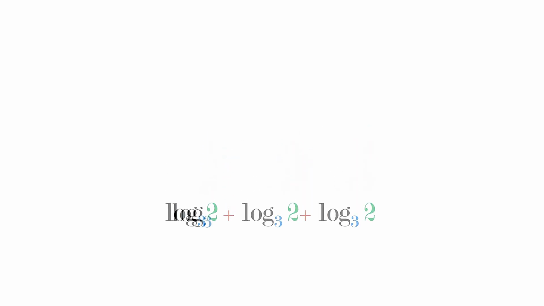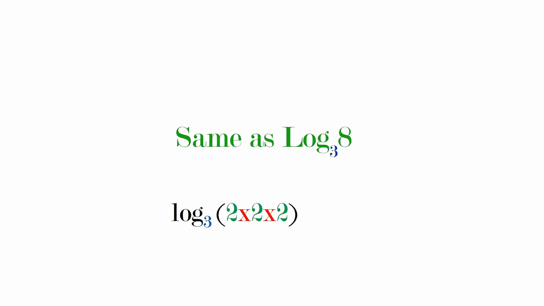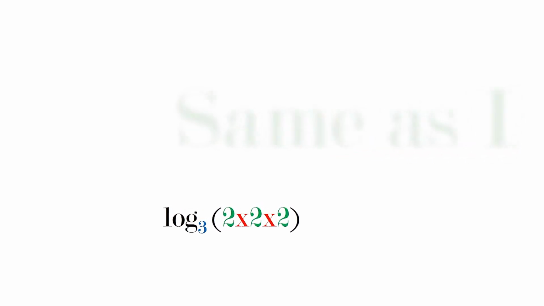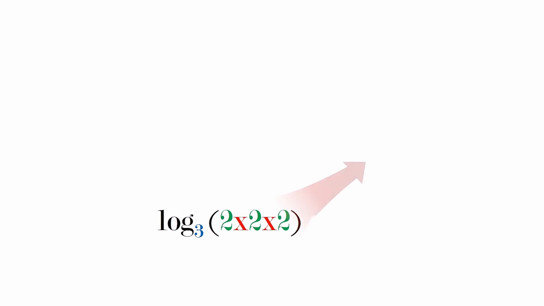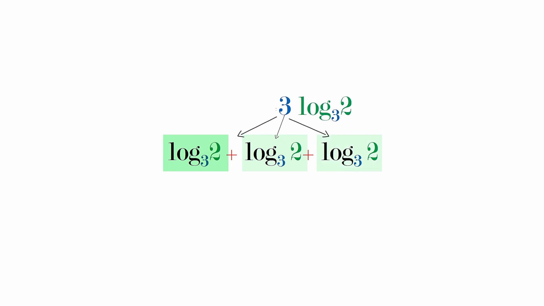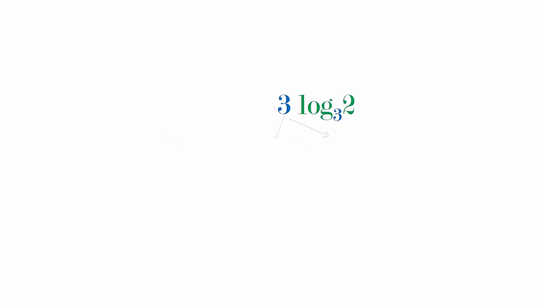This can be written as the log of 2 times 2 times 2 to the base of 3, which is the same as the log of 8 to the base of 3. But since 8 is 2 cubed, this can be written as the log of 2 cubed to the base of 3, which can then be simplified to be 3 log 2 to the base of 3.